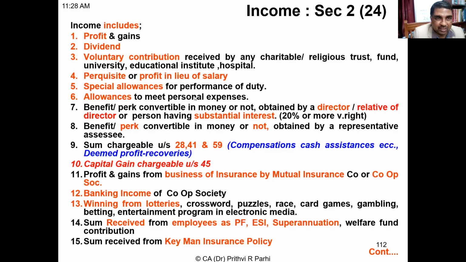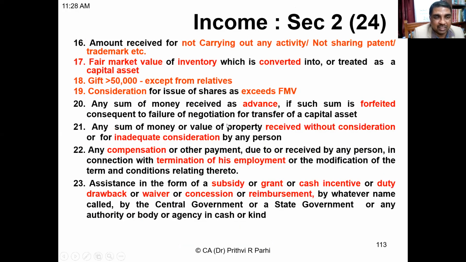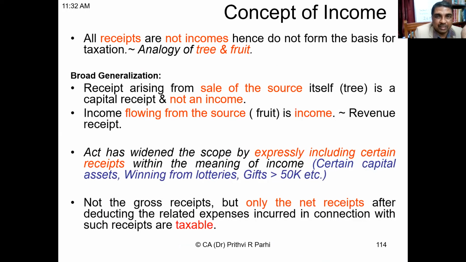We can see almost the same thing. It talks about income includes, so you see various items are there. We'll be saying what items are included. For your convenience, I might have broken some items into more than one item. This is the total meaning of income. We'll be discussing all this.